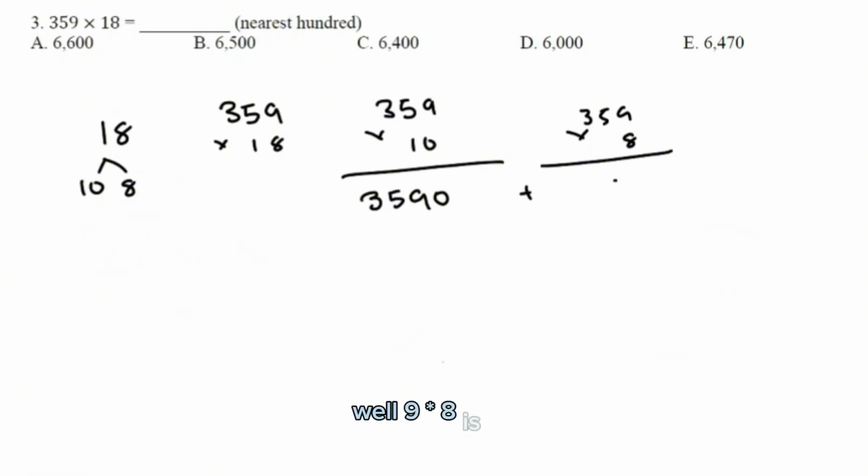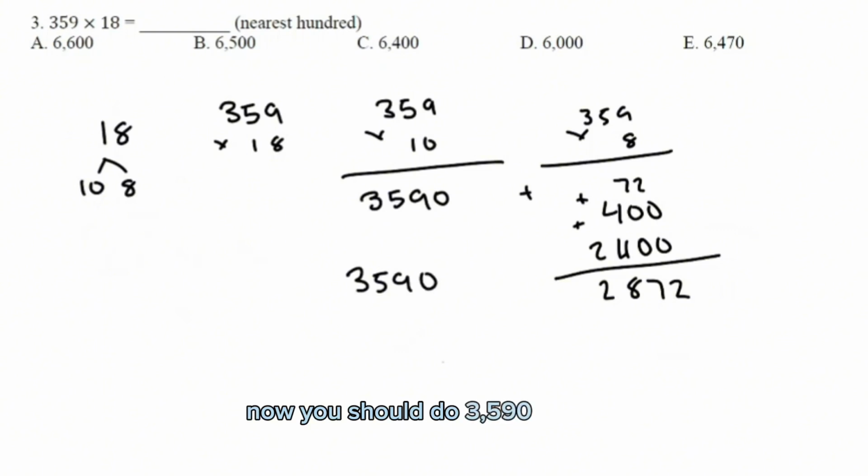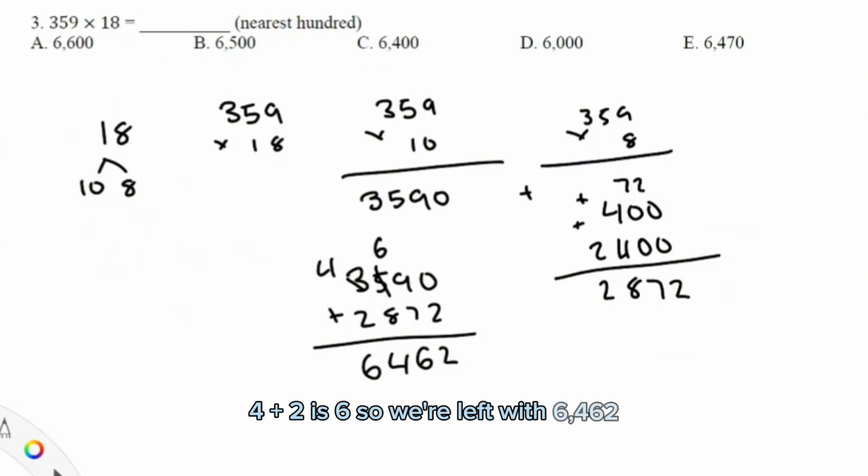Well, 9 times 8 is 72, 50 times 8 is 400, and 300 times 8 is 2,400. So this becomes 2,872. Alright, now you have to do 3,590 plus 2,872. 0 plus 2 is 2, 9 plus 7 is 16, so you write 6 and carry the 1. 6 plus 8 is 14, we write 4 and carry the 1. 4 plus 2 is 6, so we're left with 6,462.